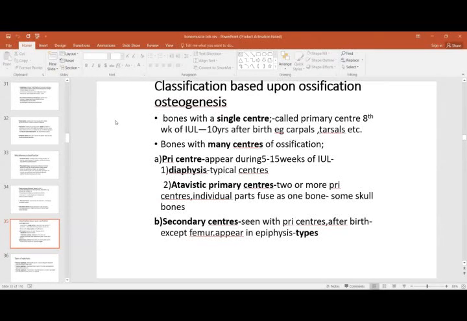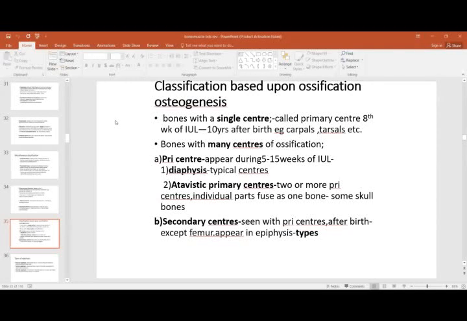And atavistic primary centers: two or more primary centers form individual parts, and then they fuse to one another and form the bone. That is what we call atavistic. That is, instead of 1, the primary center appears as 2, and then they ossify and fuse together. Then you have the secondary centers, which appear after birth, in the ends of the bones, that is, in the epiphysis.